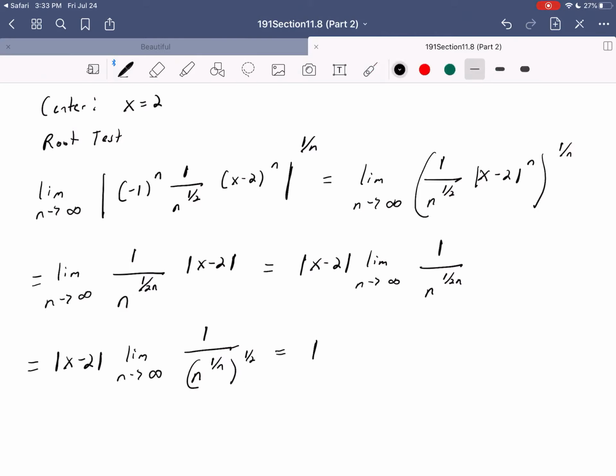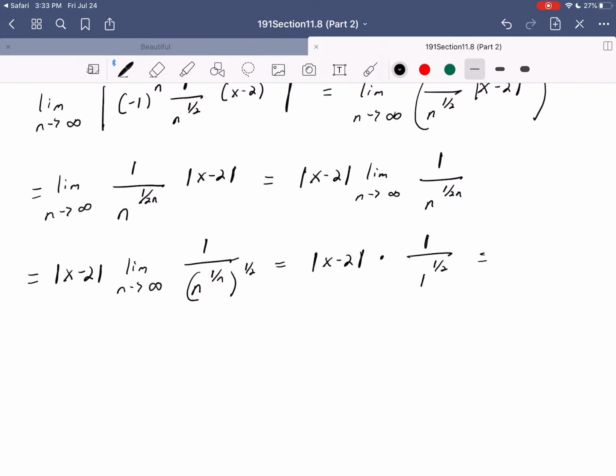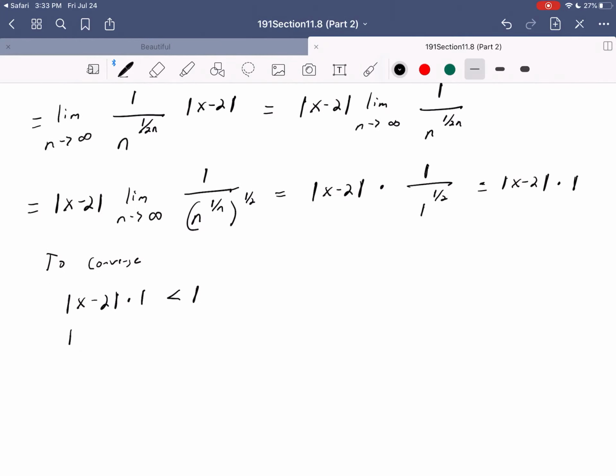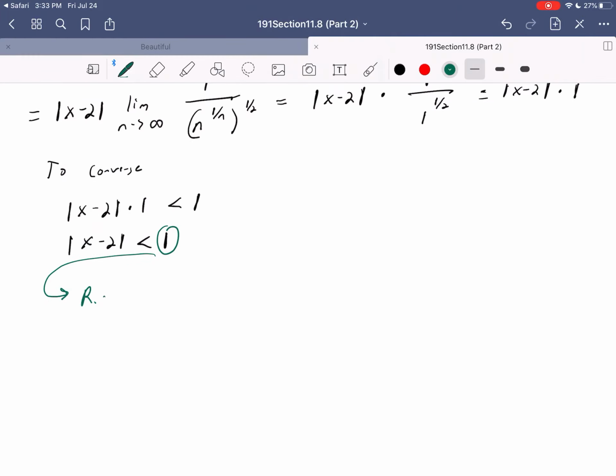So in this case, we know that that's going to be absolute value of x minus 2 times 1 to the 1/2, which of course is just going to give us the absolute value of x minus 2 times 1. To converge, as always, we need the absolute value of x minus 2 times 1 to be less than 1. Writing it out to stay consistent, the absolute value of x minus 2 needs to be less than 1. So this right here gives us our radius of convergence. Our radius of convergence here is 1. We can go 1 unit from our center and maintain convergence.